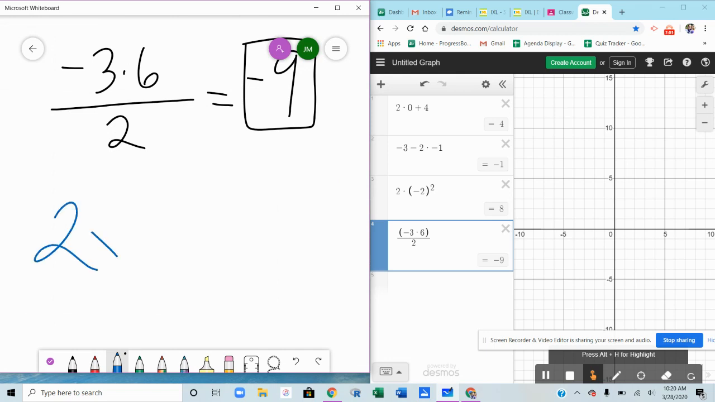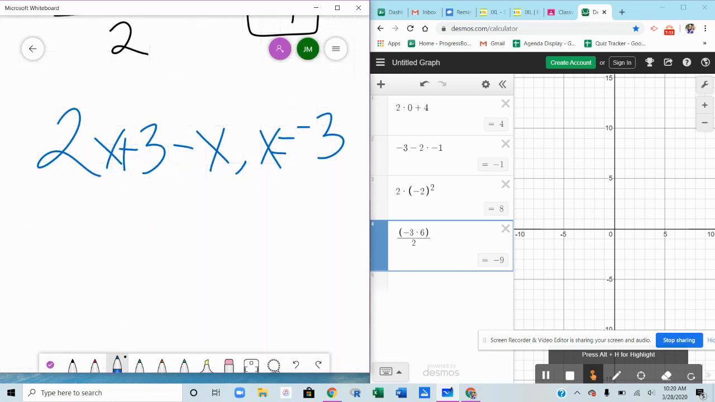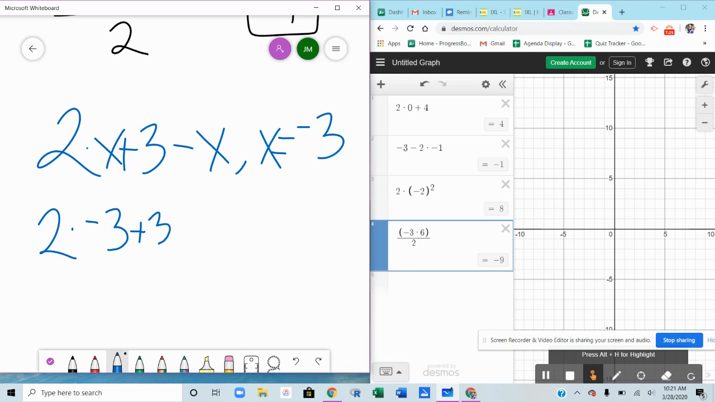All right, 2x plus 3 minus x, and x is -3. Okay, so there are going to be some where you have the same variable in a couple of places, so you're going to plug them in everywhere. So we have 2, our imaginary times sign, -3, plus 3, minus, and then your x value again, which is -3. So make sure you have 2 negative signs here since you have a minus sign and a -3.